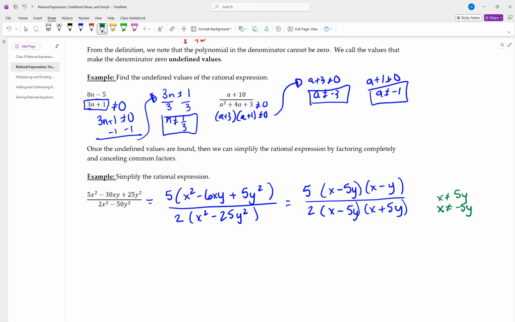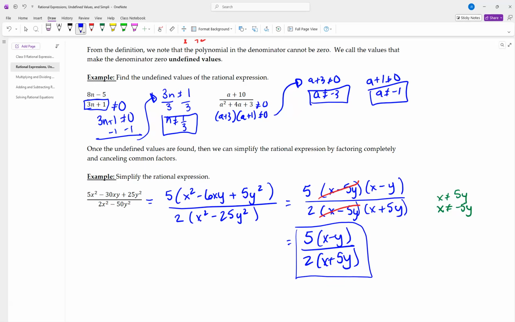With our undefined values noted, we're going to reduce anything that's common between the numerator and denominator. I see this is common between both. So this all simplifies to 5x minus y in parentheses over 2x plus 5y. And I can't cross out the x's. I need a whole factor in common. There's an x common among part of these, but not everything. So we have to just leave this as is, and we are done.